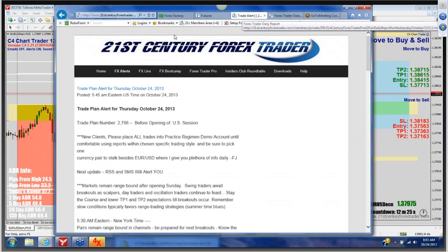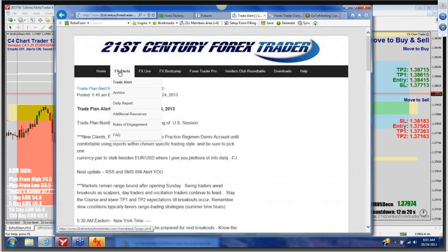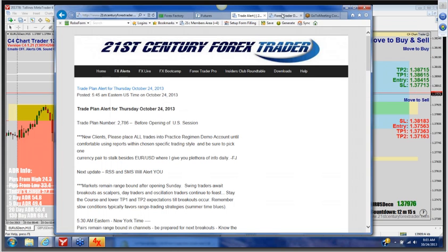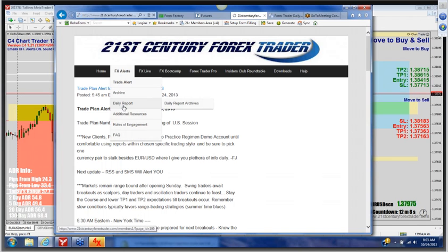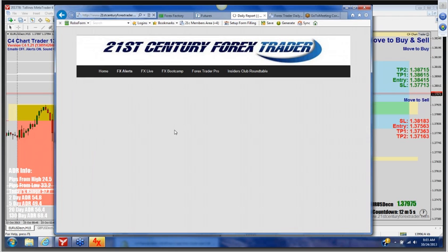So everyone should also have open their daily report, which can be found under Forex Alerts, daily reports, and when you click on that, it will give you the list of the most recent reports, and obviously the top one is always the most current report, and you can just click the top one, and that'll bring up your daily report for you, which looks like this.